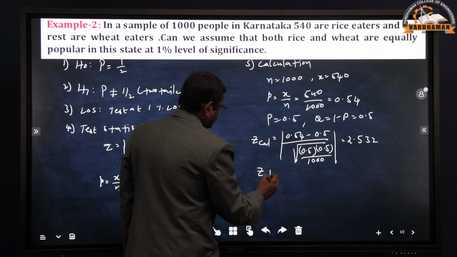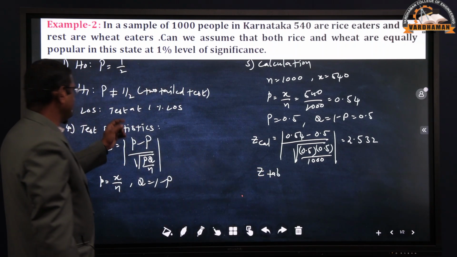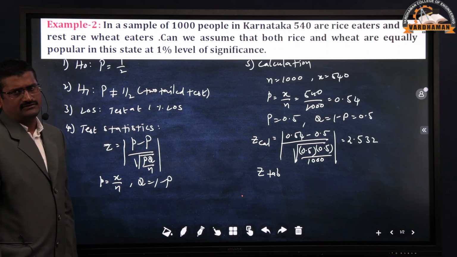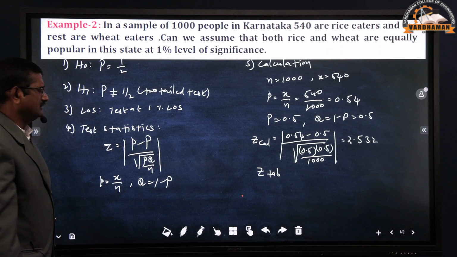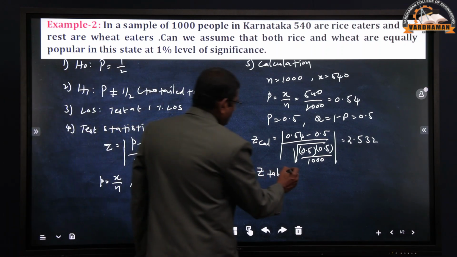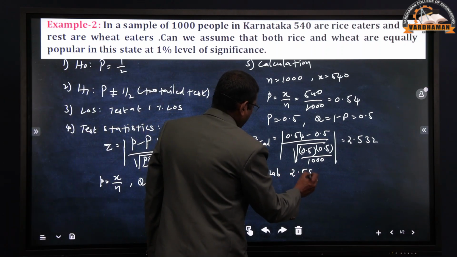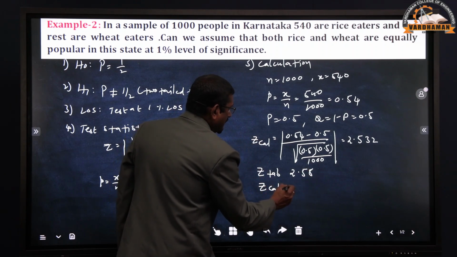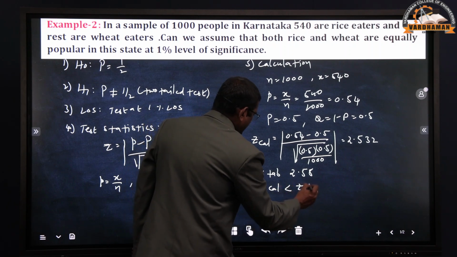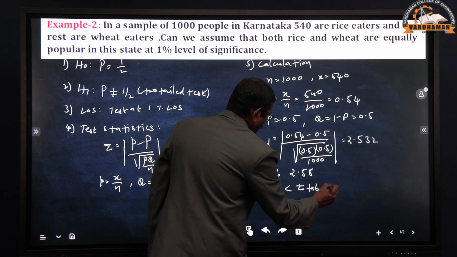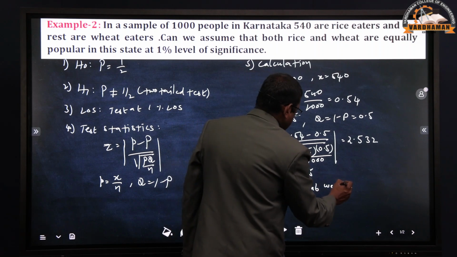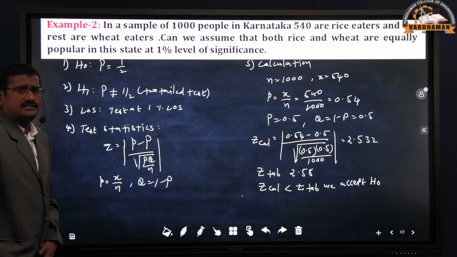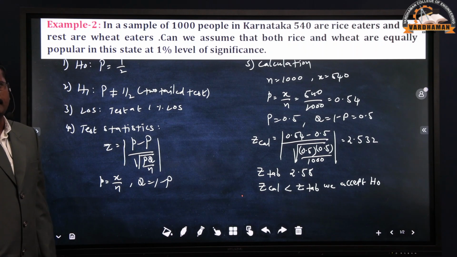And the Z table value we can find using this information. It is a two-tail test, and at 1% level of significance we are testing. So two-tail test at 1% level is 2.58. So Z calculated value is less than Z table value. Therefore we accept H0. As per the given statement, the rice eaters and wheat eaters are equally popular.